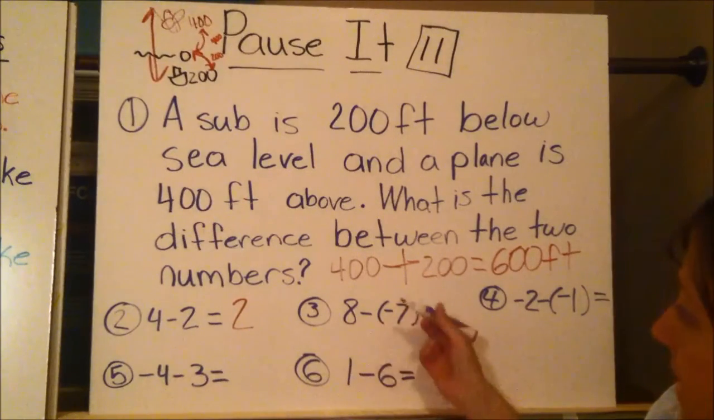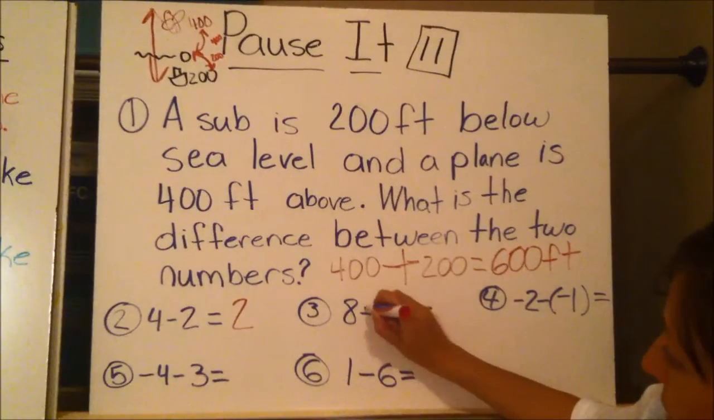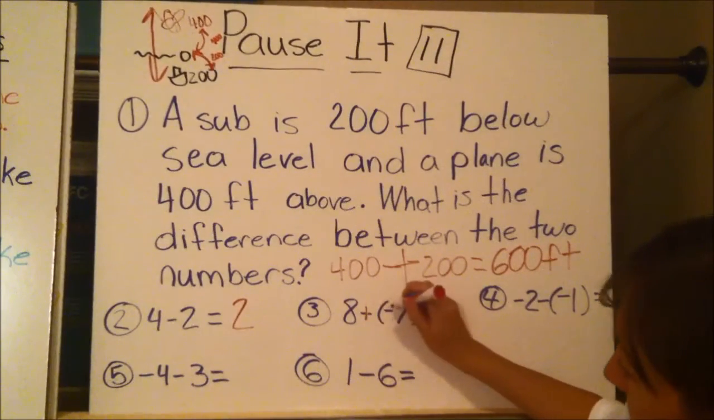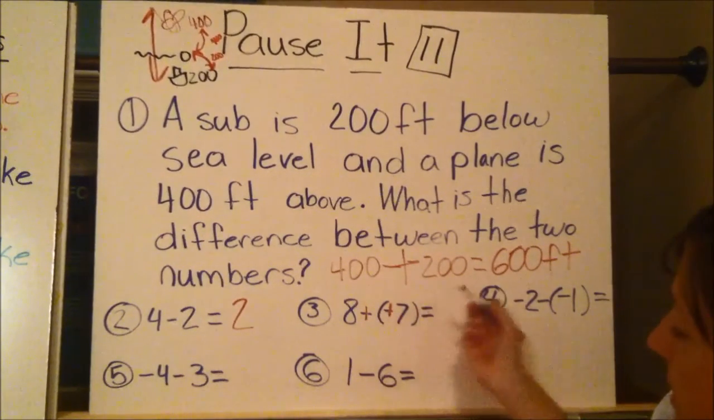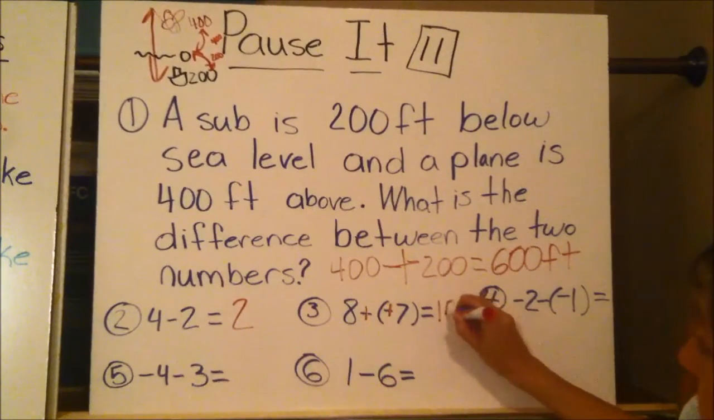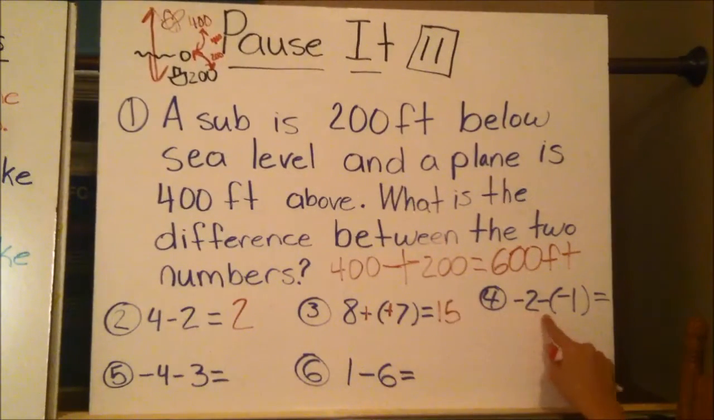8 minus -7. We have two negatives. When we subtract a negative, all we have left is positive. So I'll just change those into positives. This is going to be 15. Negative 2 minus a negative 1. Again, those two negatives are going to cancel out, and I'm going to end up with a plus sign here. Negative 2 plus 1 is negative 1 for number 4.